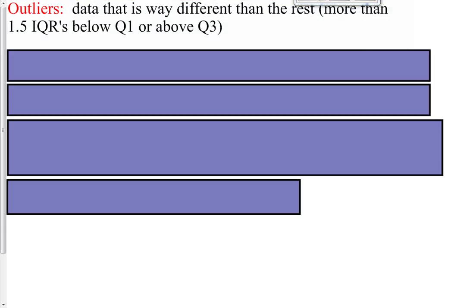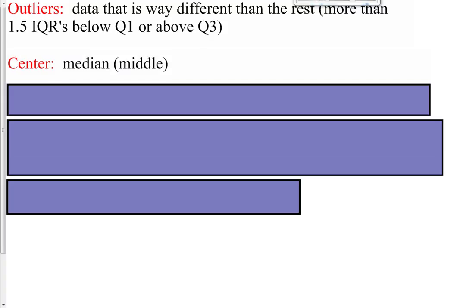Other characteristics of histograms. We get outliers, and outliers, you probably heard this term before. It's data that is way different compared to the rest. Right now it's kind of some gray area, but coming up in a later lesson I'll explain what this means in the parentheses. It says more than 1.5 interquartile ranges below Q1 or above Q3. So there is a cut and dry way to analyze whether a data entry is an outlier or not. For now, just know that it's data that is way different compared to the rest.